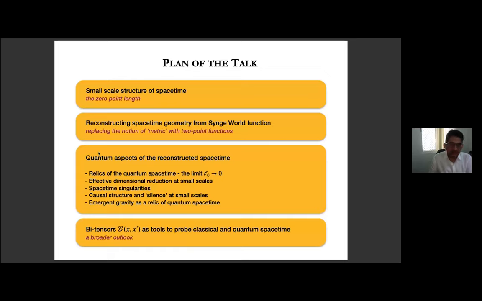And then I'll describe some of the results which we have been able to arrive at over the past few years using this reconstructed, what we call the effective metric. Some of the results that I'll discuss are certain relics of the quantum space-time. There are some non-trivial limits which you get when, at the end of your calculation, you set Planck length to zero. These connect the formalism to things like the emergent gravity paradigm. Finally, I will give a very broad outlook on the use of bi-tensors as tools to probe classical and quantum space-time, at a level where certain ideas from information theory can be used to provide bi-tensors, which you can then use to reconstruct your space-time metric.